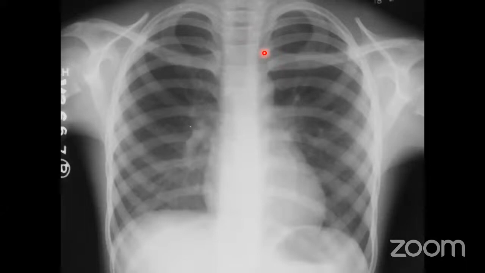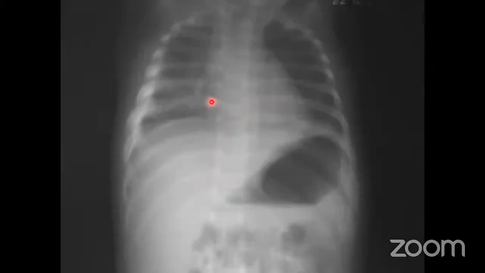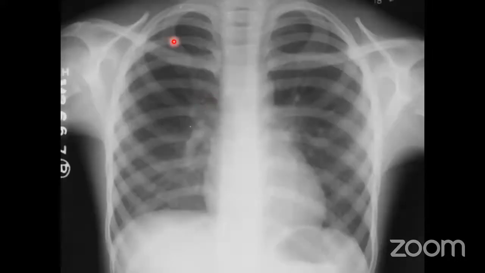Any answer? Clavicle rib. Cervical rib. Cervical rib. Yes, so this is also a correct answer, possibly. What is this? Again, come to the bones. Cervical ribs, very good answer, because I cannot see the upper part of the X-ray. So this is the cervical rib.